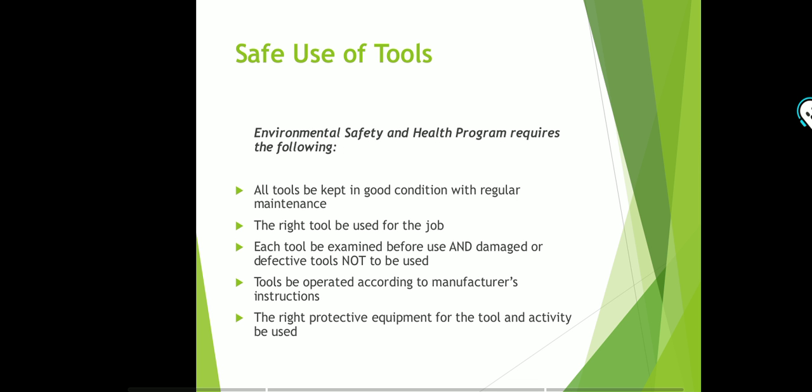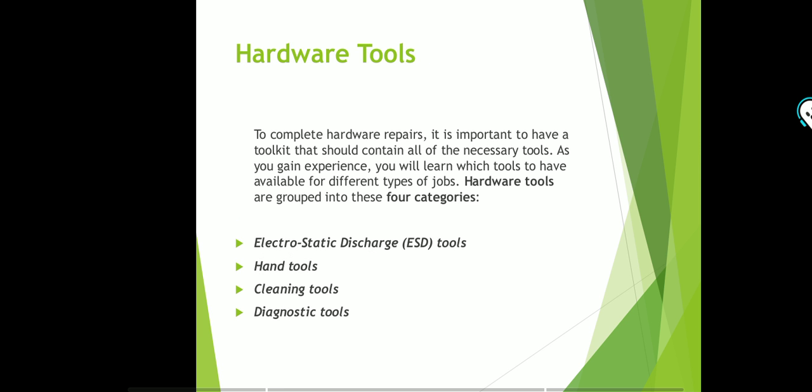Environmental safety and health program requires the following. All tools be kept in good condition with regular maintenance. The right tool be used for the job. Each tool be examined before use, and damaged or defective tools not to be used. Tools be operated according to manufacturer's instructions. The right protective equipment for the tool and activity be used.